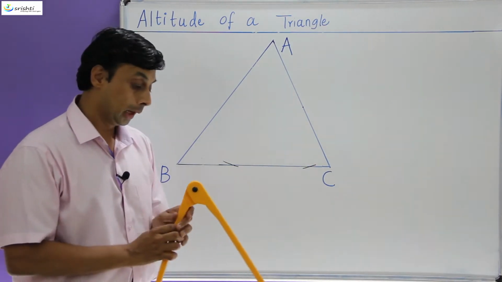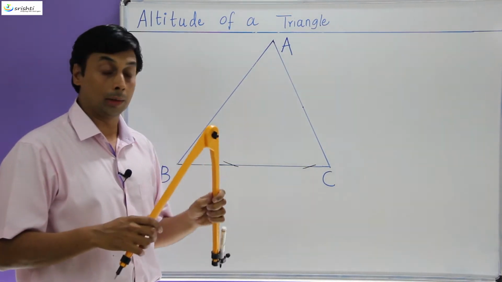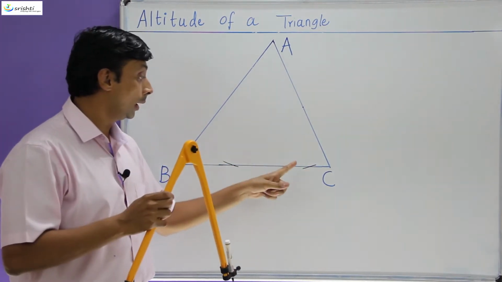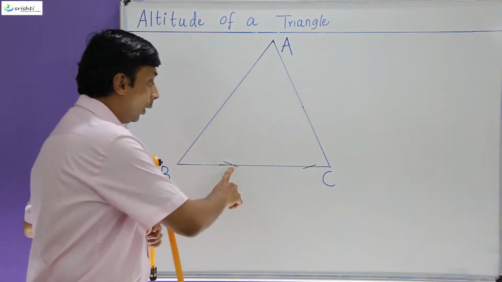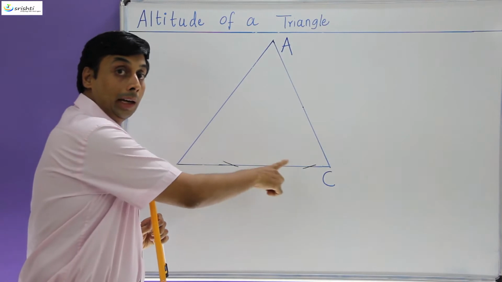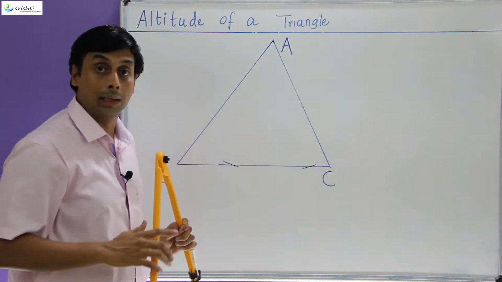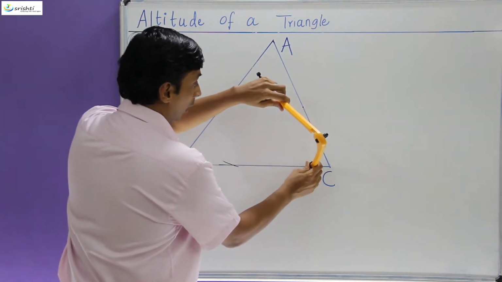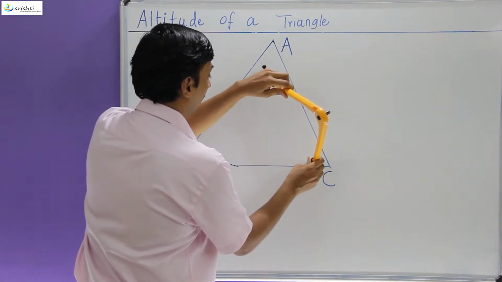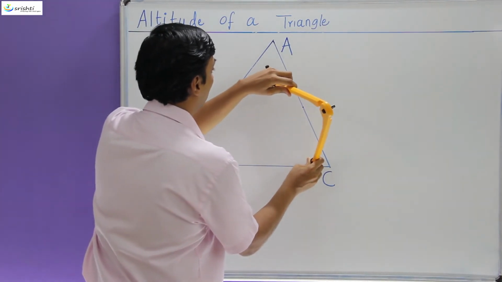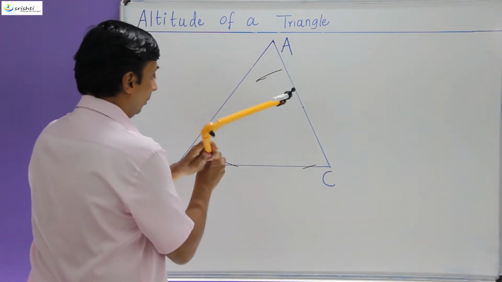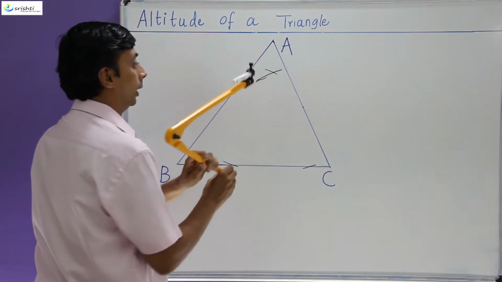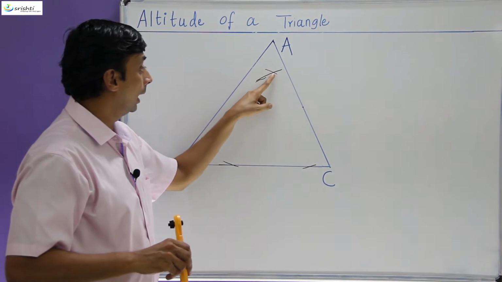Now I again change my rounder measurement, or I can also keep the same rounder measurement. After that, I draw two arcs from these two points. I can draw these two arcs either above the line segment or below the line segment, that doesn't matter. I keep the rounder on the first arc which I have drawn and construct an arc. Now, using the same measurement, I keep the rounder on the other arc and draw another arc. So these two arcs are now intersecting at this particular point.